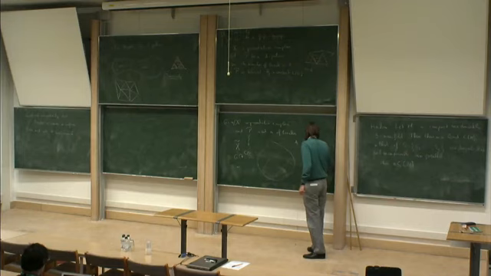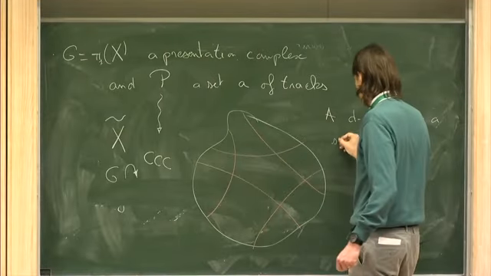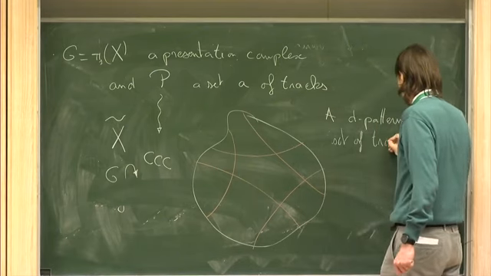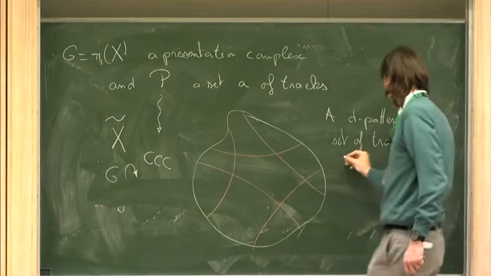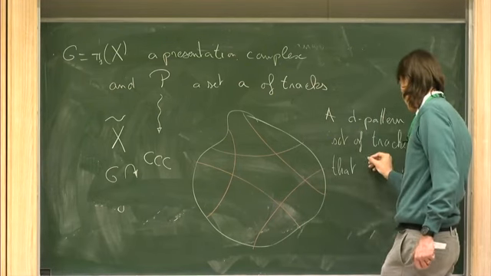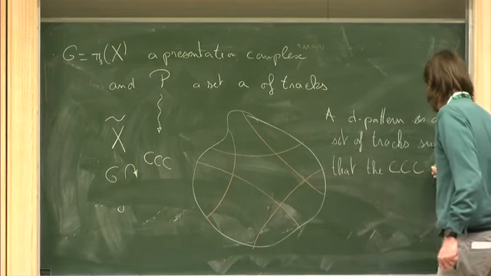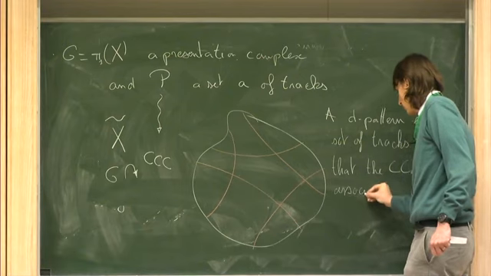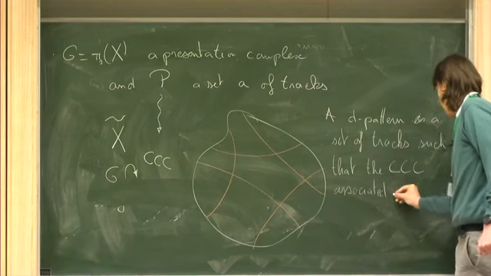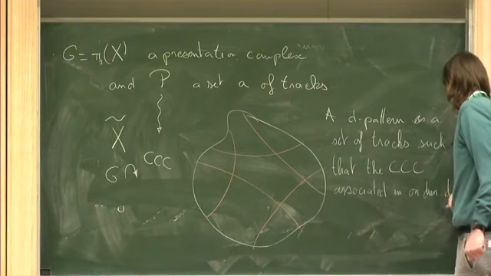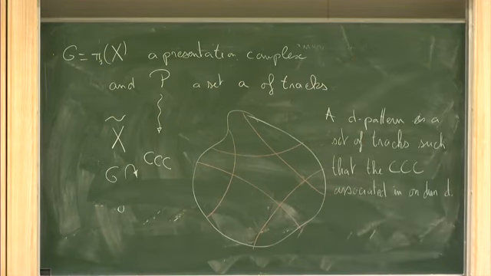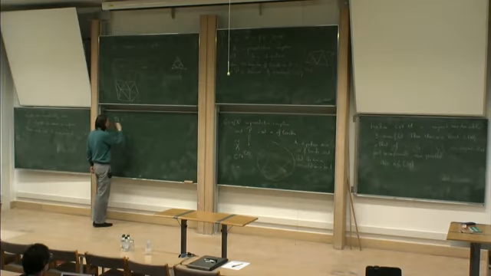So a D pattern is more generally a set of tracks such that the Kazier cube complex associated is of dimension D. And so we have a generalization of Dunwoody's result.